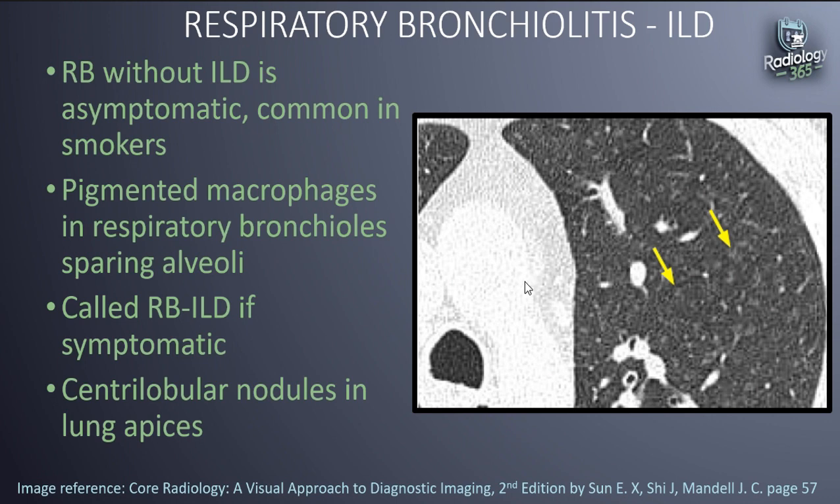In this image, this axial CT shows innumerable sub-centimeter ground glass nodules, and none of these nodules extend to the pleural surface, so it tells us that it's centrilobular. And this was a case of respiratory bronchiolitis interstitial lung disease.